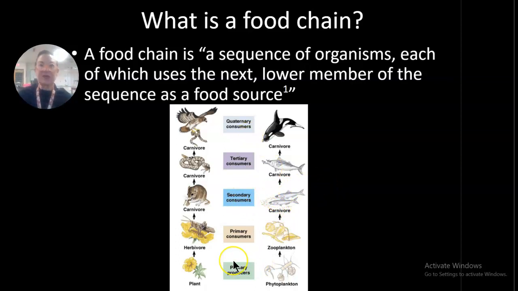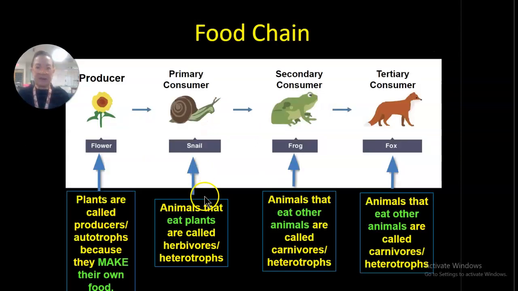So we start at the very bottom at the primary producers because they produce their own food. And then we go to our primary consumers, and those are the guys that eat the producers. They're the vegetarians, like deer and cows and all kinds. And then we have the carnivores. Oh, I went to the next one.